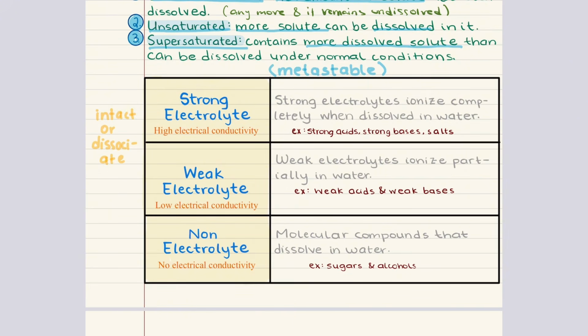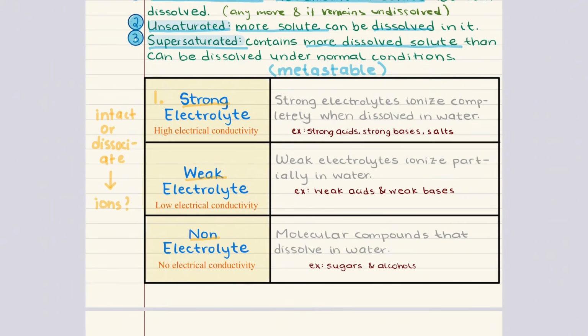Electrolytes are substances that produce ions when they're dissolved in water. And the presence of these free-moving charged particles allows the solution to conduct electricity. But not all electrolytes behave the same way. So let's discuss strong electrolytes, weak electrolytes, and non-electrolytes. We're going to begin with strong electrolytes.